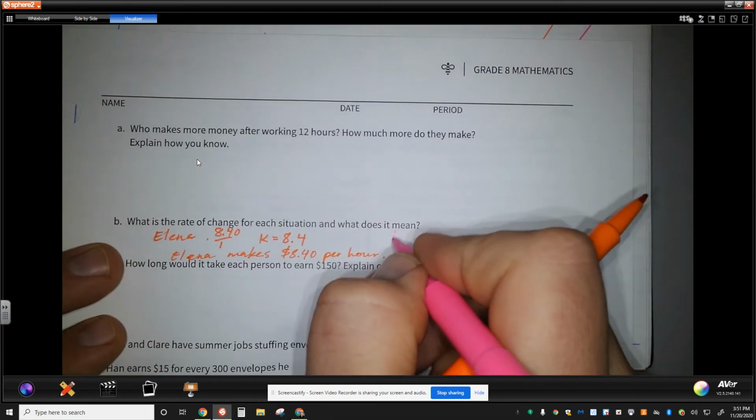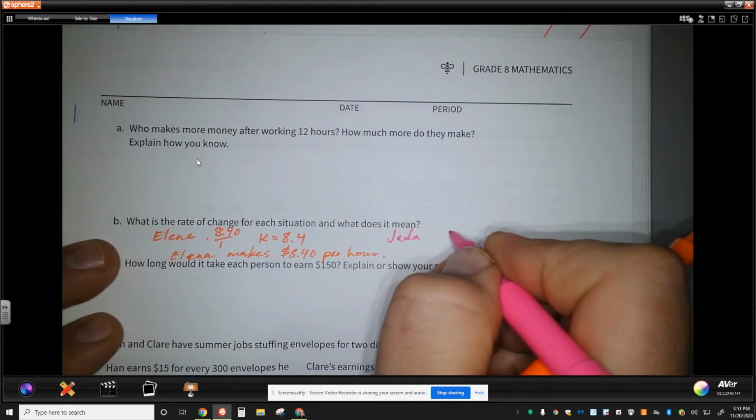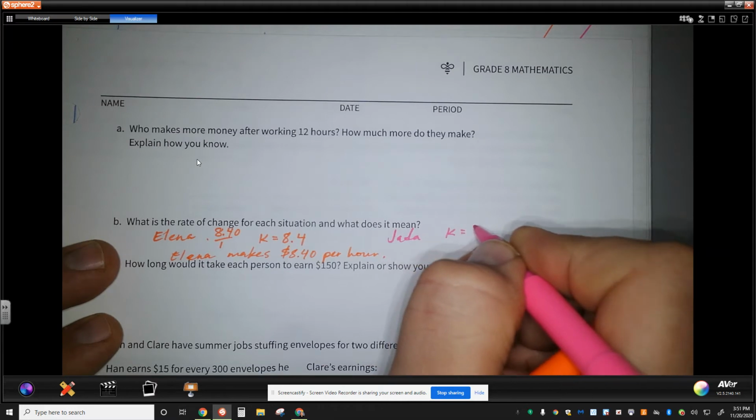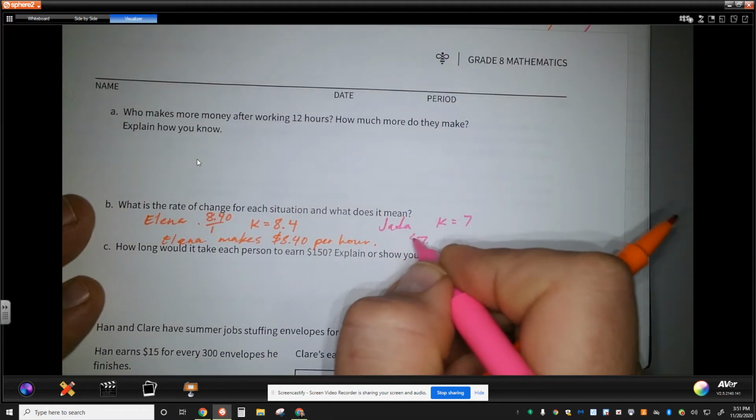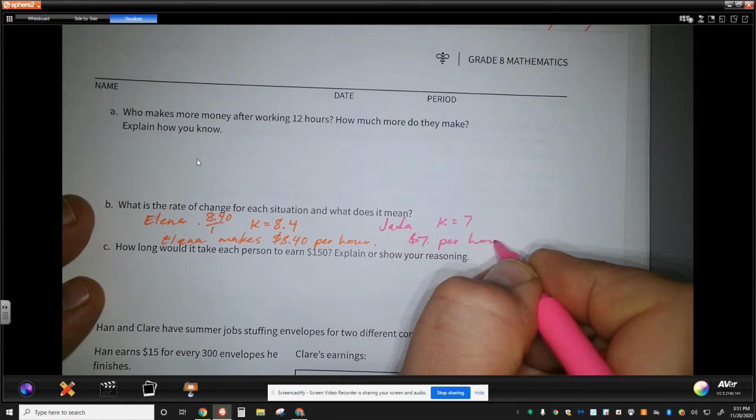And then we know that Jada is making k equals 7. That's a pretty simple one there. And so what is she making? Hers is $7 per hour.